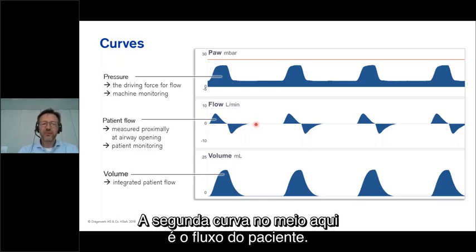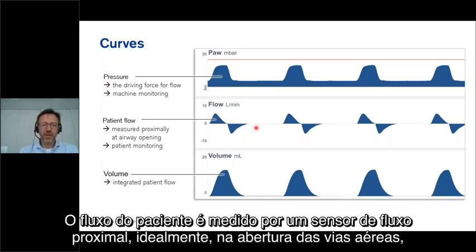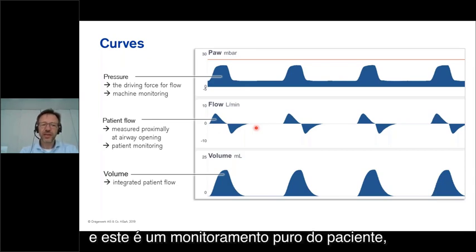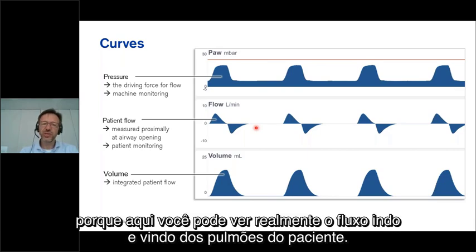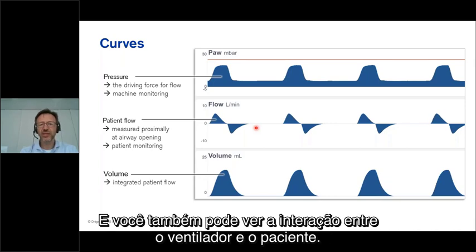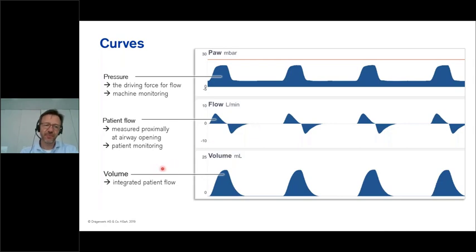The second curve, in the middle here, is the patient flow. The patient flow is measured by a proximal flow sensor, ideally at the airway opening. And this is pure patient monitoring, because here you really see the flow going to and coming from the patient's lungs, and you can see as well the interaction between the ventilator and the patient.